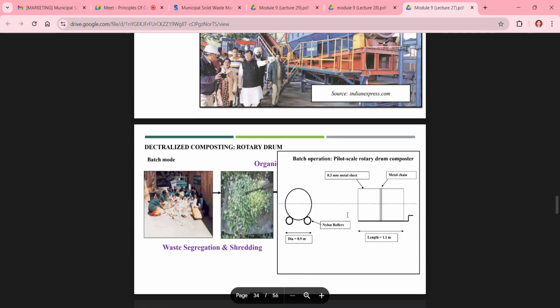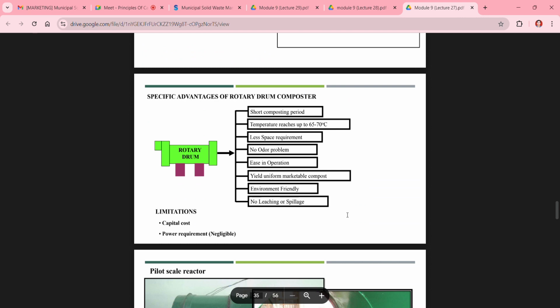Okay, and then coming to the advantages of these rotary drum type composters. There are some advantages as compared to the aerated or static pile type system. The composting time is short. In the aerated or static pile type system, it took around 14 to 50 days for the composting of the waste material, while in the rotary drum system, we can go for a time period of around 3 to 4 days normally, and your compost material will be ready.